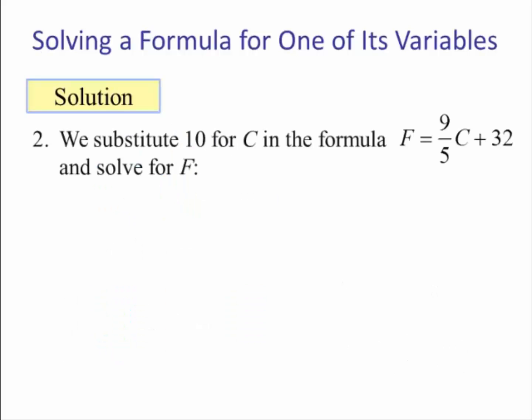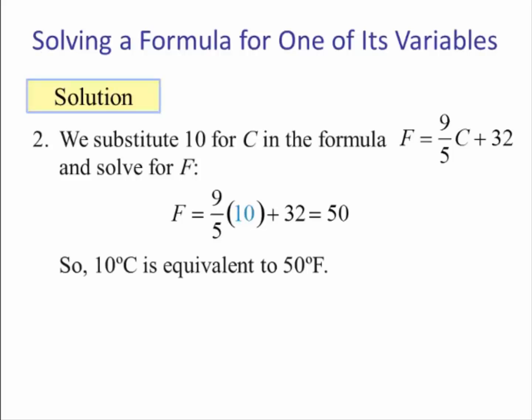If we substitute 10 for C in the formula and solve for F, we have 9/5 times 10 plus 32. 9 times 10 is 90, divided by 5 is 18. 18 plus 32 is 50. So 10 degrees Celsius is equivalent to 50 degrees Fahrenheit.